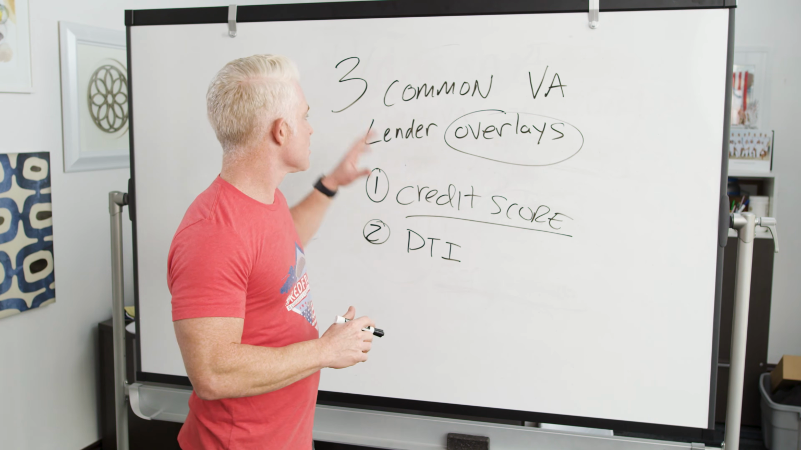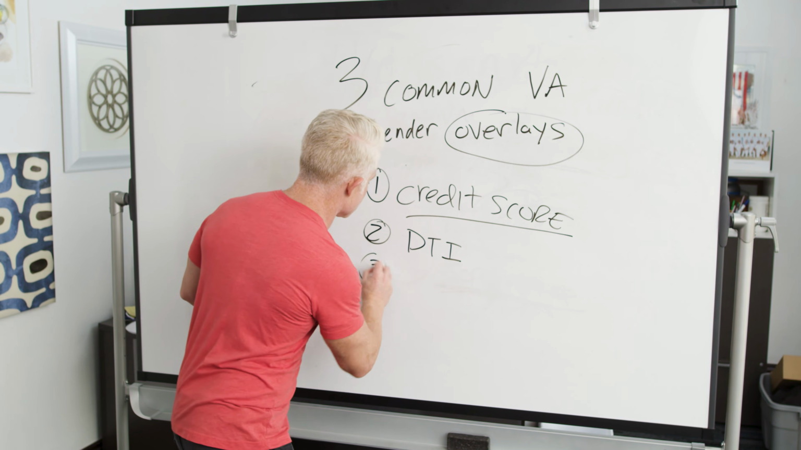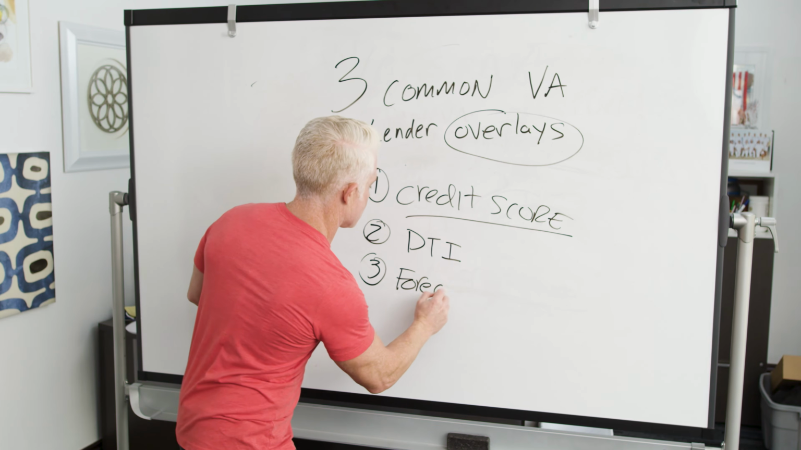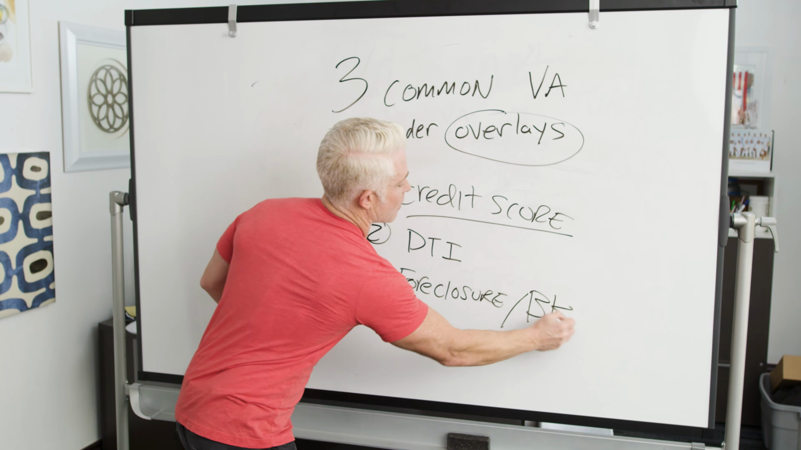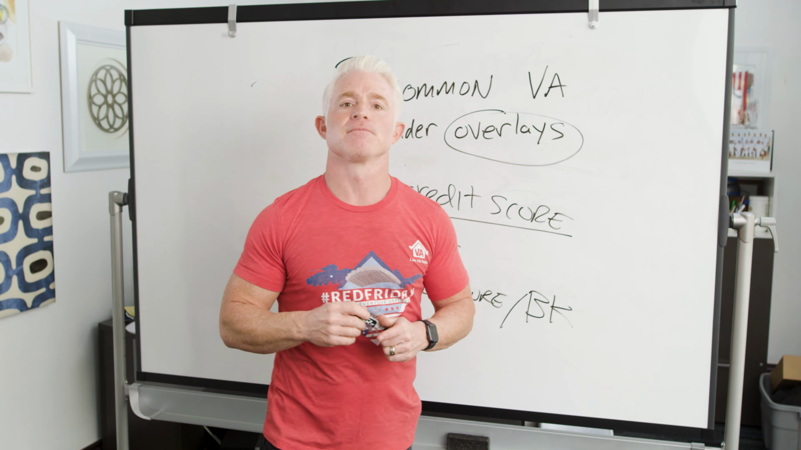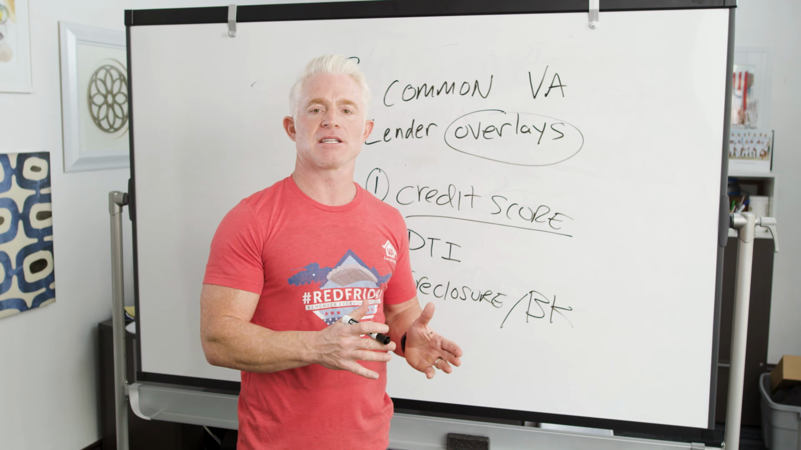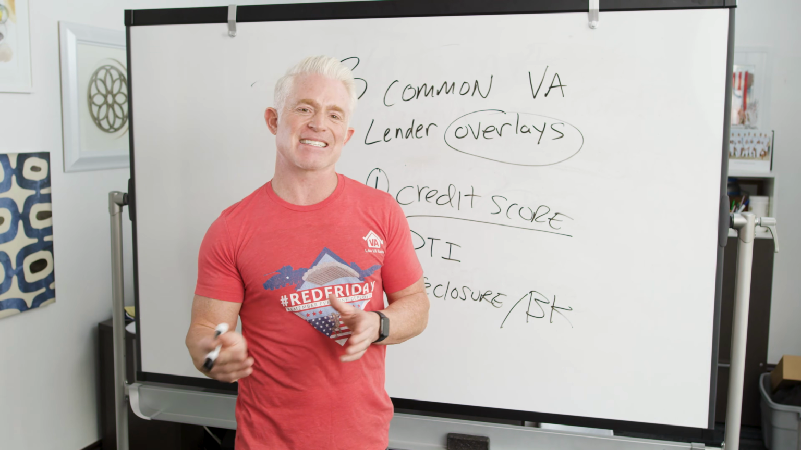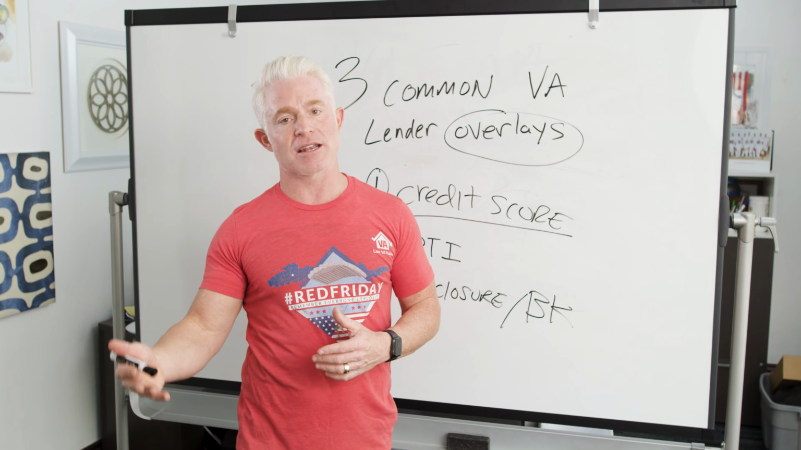Third and final of the top three overlays on a VA loan is foreclosure, hopefully I'm spelling this right today, or BK, all right? BK is bankruptcy. If a lender has an overlay related to past foreclosures or bankruptcies, it's usually going to appear as additional time that you're going to have to wait before you can get another VA loan.